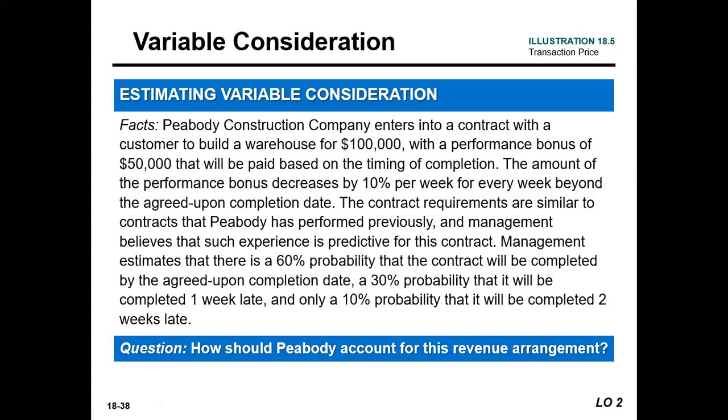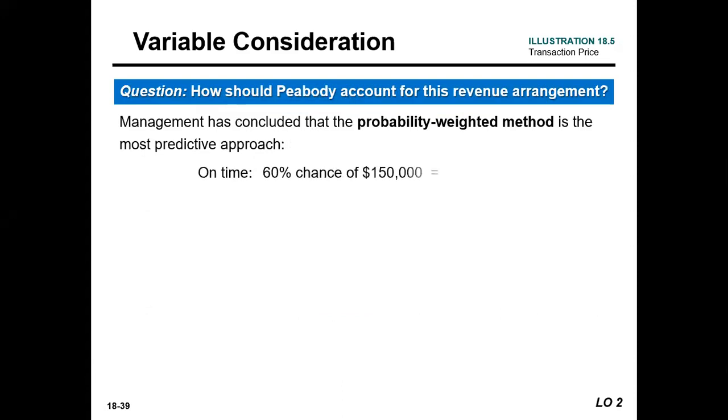So how did we get 145, the second, the 1 week late? Minus 5,000 decrease. 10%. It will decrease 10% per week, right? The performance bonus. Okay.